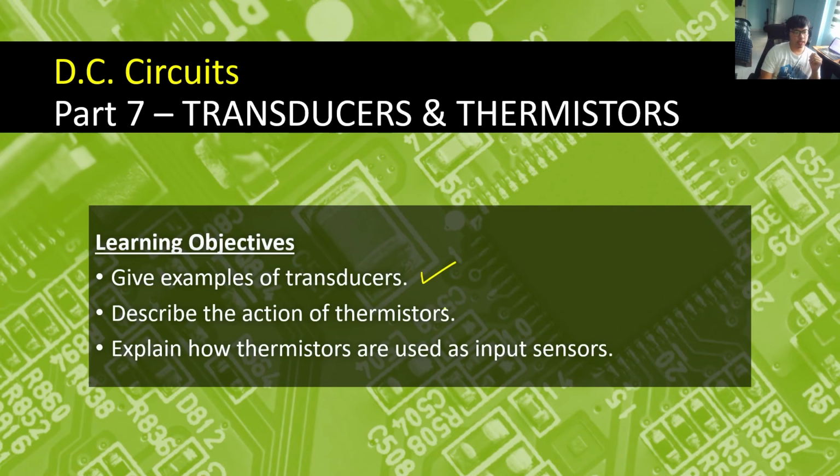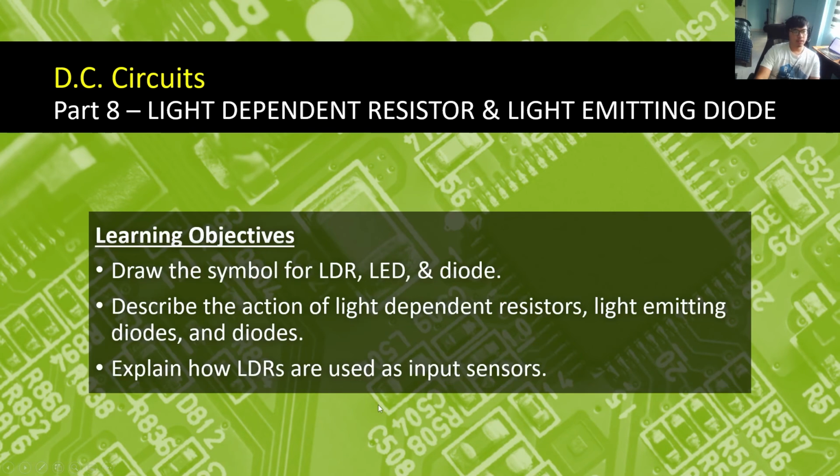Describe what a thermistor does. Basically, when the temperature is high, the resistance is low. When the temperature is low, the resistance is high. So next part, we're going to talk about the other 2 transducers, which are the light dependent resistor and light emitting diode, and that will be in part 8, which is the last topic for this chapter.